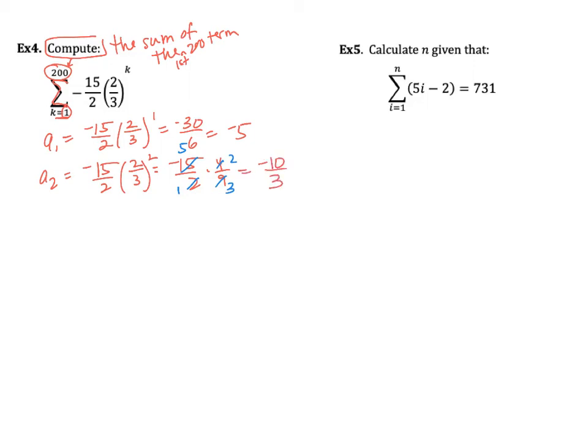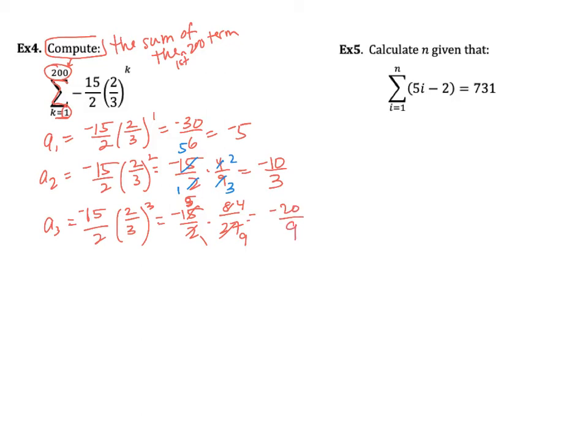You might already see what the pattern is. Is this an arithmetic relationship or a geometric relationship? And if you're not sure, you can do one more term. So I'm going to do negative 15 halves times 2 thirds cubed, so negative 15 halves times 8 over 27. Again, cross canceling, and I would get negative 20 over 9.